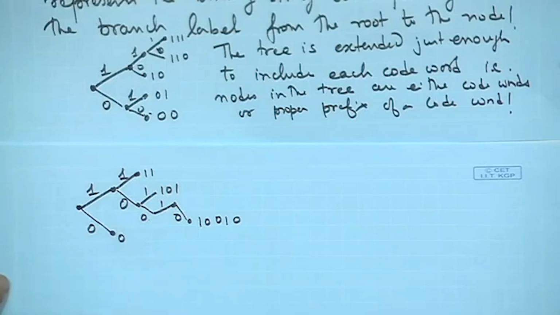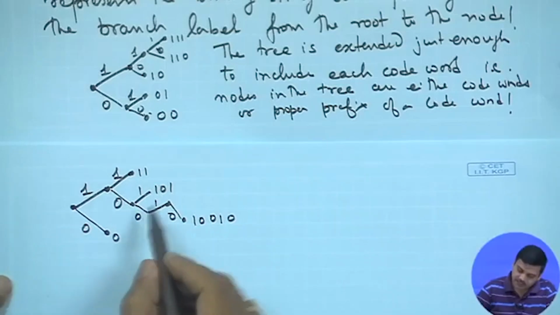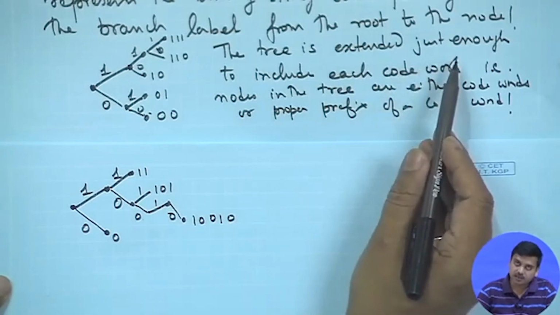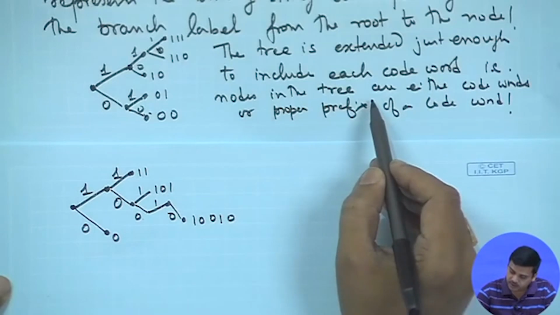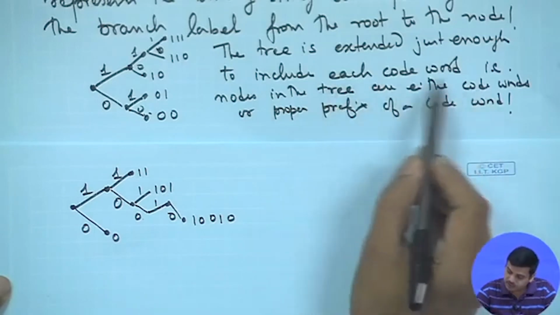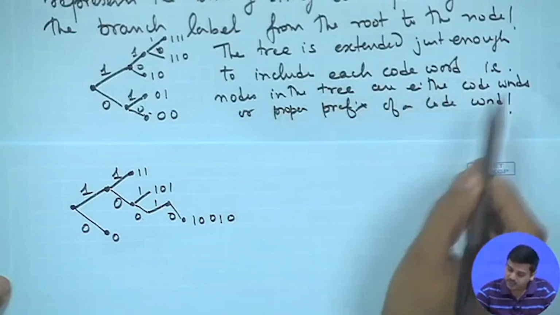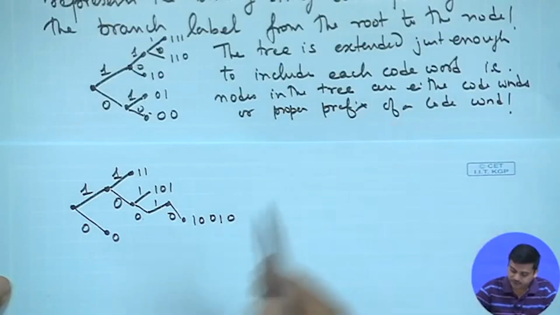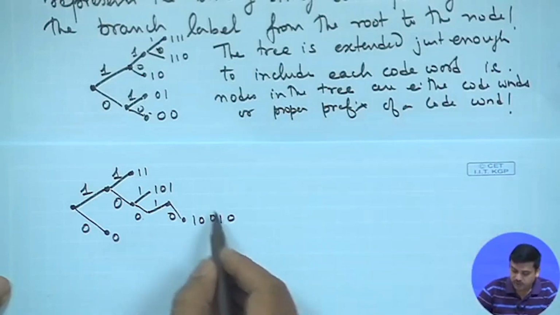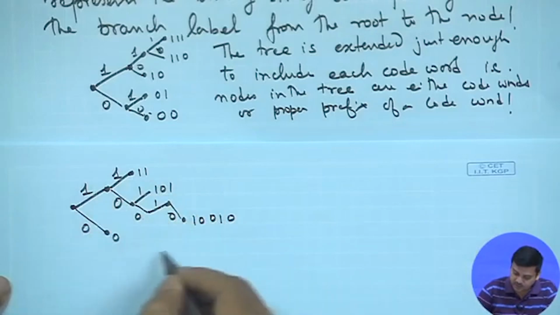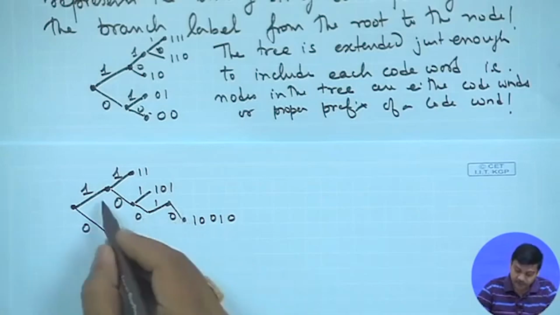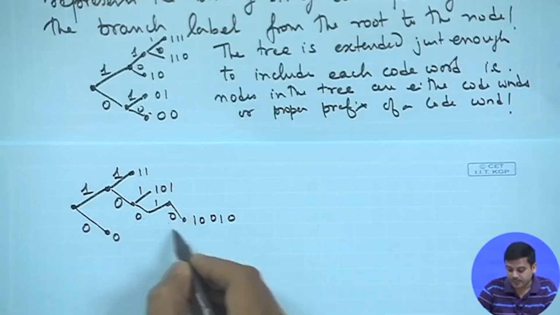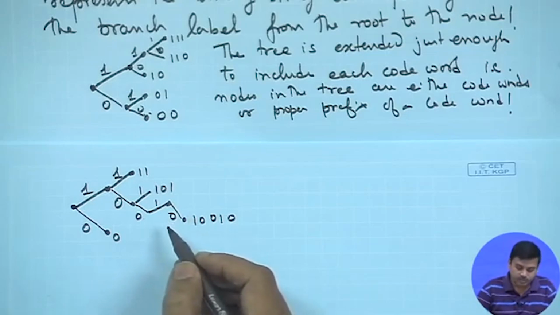This is fine, but it says that the tree is extended just enough to include each code word, that is, the nodes in the tree can either be code words or proper prefix of a code word, nothing else. So, in this case what we find is that this tree is extended beyond the need, and there is unnecessary extension over here, which will be clear when we discuss the other things.